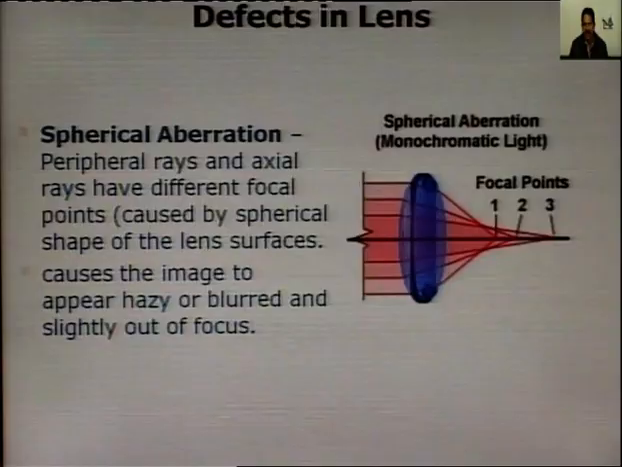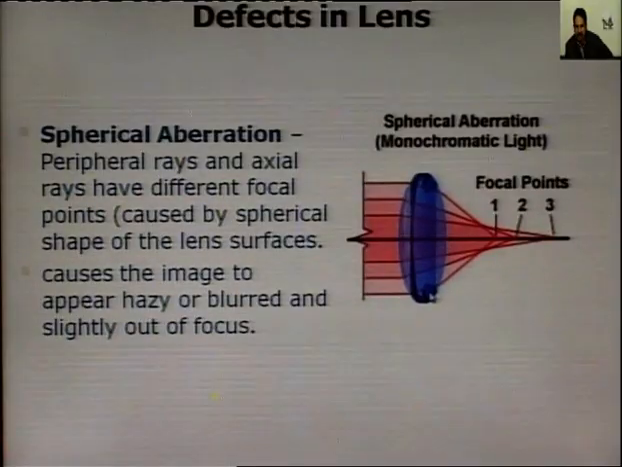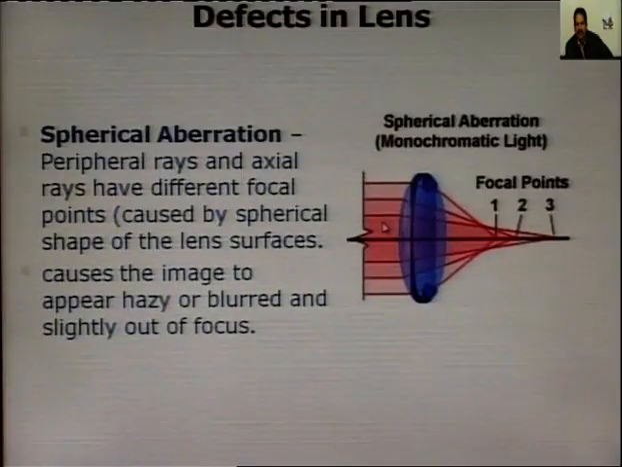This spherical aberration arises because of the spherical nature of the lens. The surfaces of the lens, this shows you an example of a convex lens, and you can see that the surfaces of the convex lens are spherical, and this convex lens is thicker at the center and thinner at the edges. Let us assume that a monochromatic light is incident on this lens. Monochromatic light means light of single frequency.